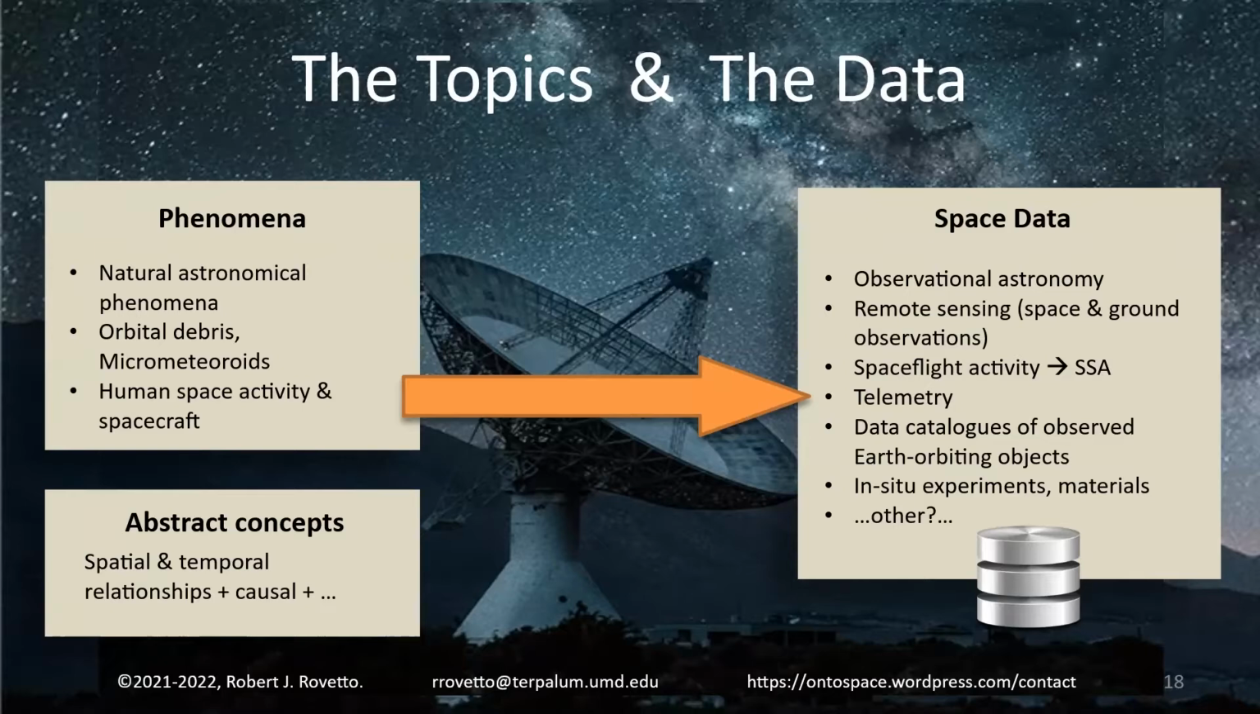Now, what's the data? The relevant data here, scoping this project also, varies from observational astronomy to remote sensing of the outer space environment, and that can be both space and ground-based. Spaceflight activity, which goes into space situational awareness, telemetry data of artificial satellites, data catalogs of observed Earth orbiting objects, and may include in situ experiments for which scientists interested in collections or samples would be relevant.